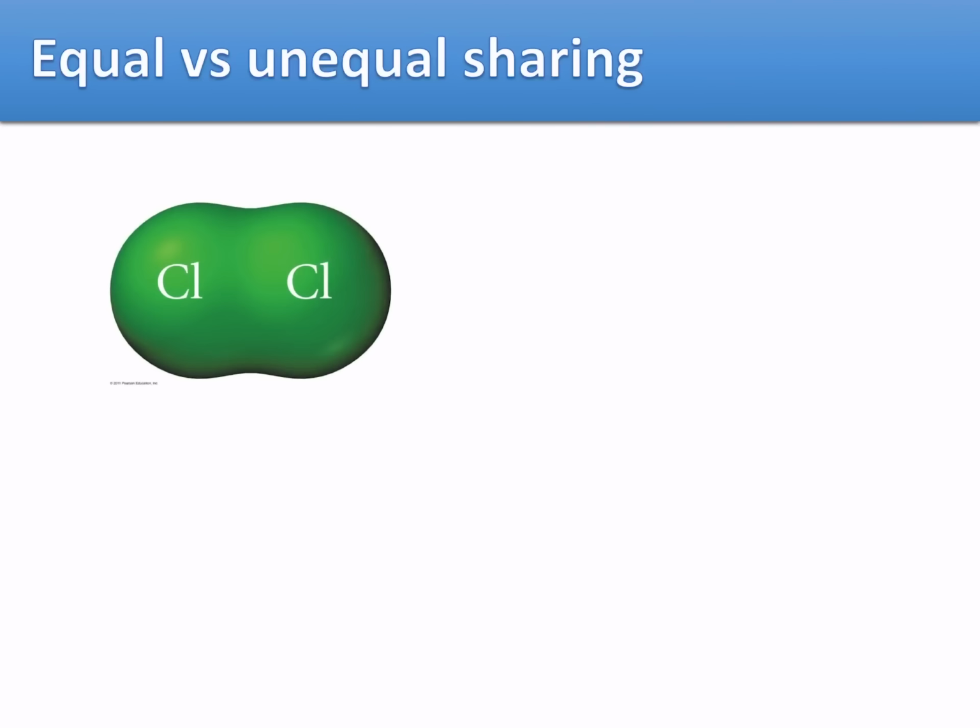Okay, so this is important because when we refer to equal and unequal sharing, we are trying to distinguish between a pure covalent and a polar covalent bond. So taking a look at the chlorine molecule, chlorine is the same atom. If you are looking at the value of electronegativity, they have the same value. You can see this from the point of view that each chlorine atom is equally strong in attracting those electrons. So those electrons are going to be right down the middle of these two atoms.